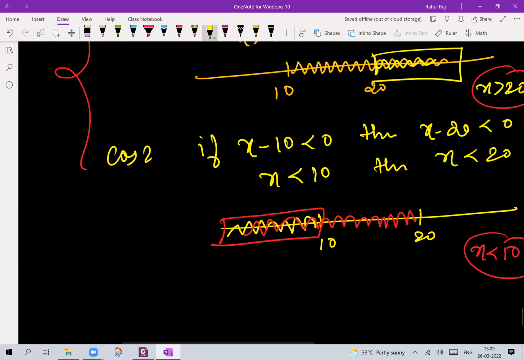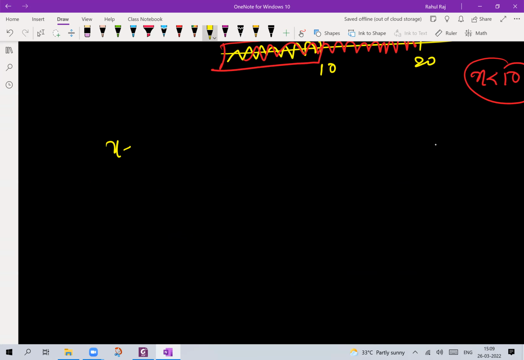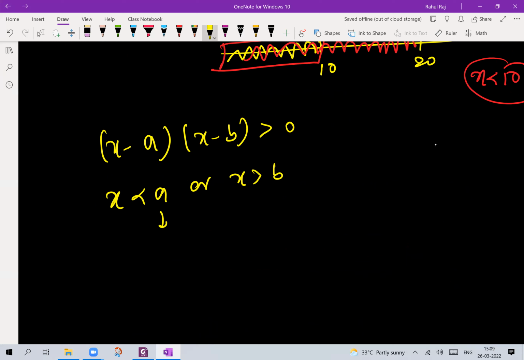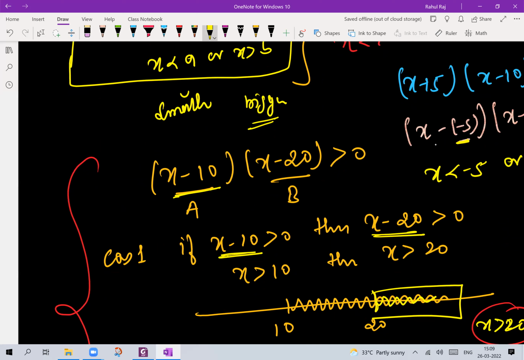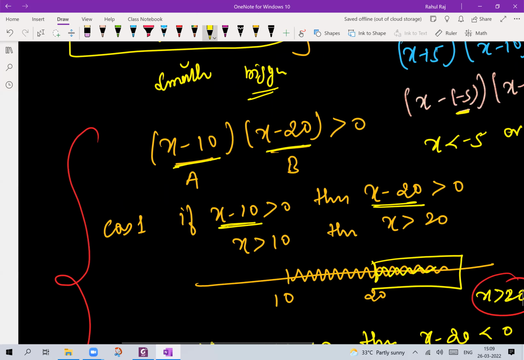I'm just simply trying to say, Shruti, that if x minus a into x minus b is greater than 0, then x is less than a or x is greater than b, where a is the smaller element and b is the bigger element. But how are you deriving x is lesser than a? No, we did this now. Let's say you solve x minus 10 into x minus 20 greater than 0. You don't have to understand this derivation at all, but I'm just explaining it again.